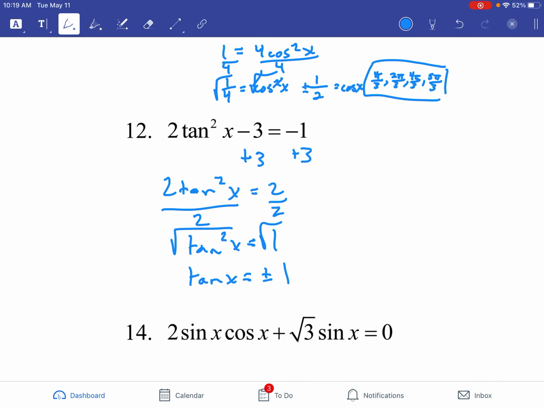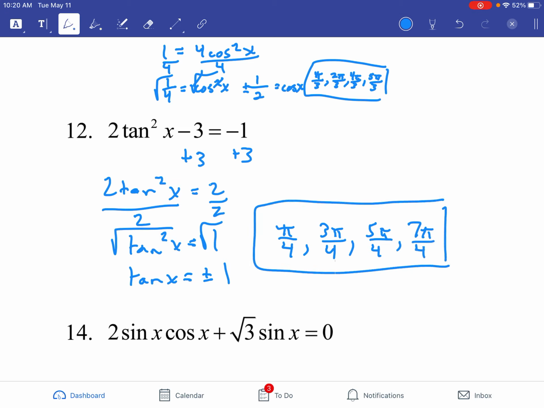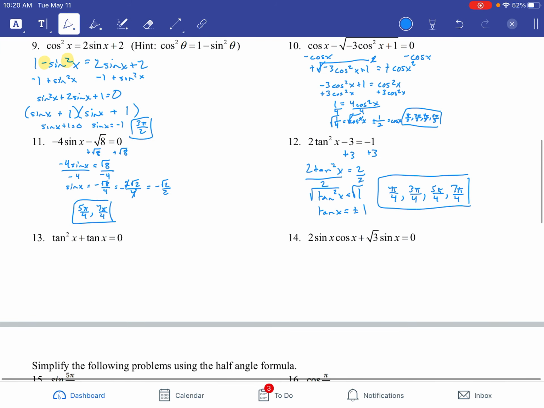So all the places where tangent is going to be positive or negative 1. That is going to be 4 spots. It's going to be all of the pi over 4s. So pi over 4, 3 pi over 4, 5 pi over 4, and 7 pi over 4.